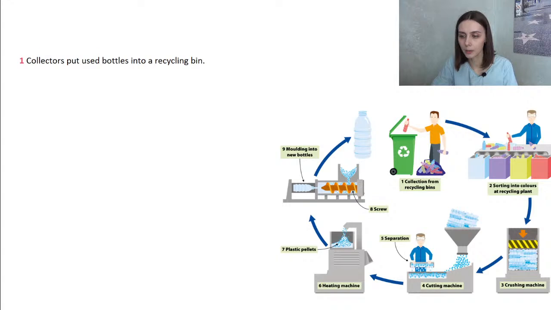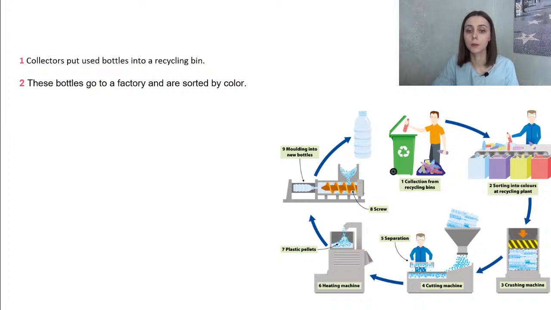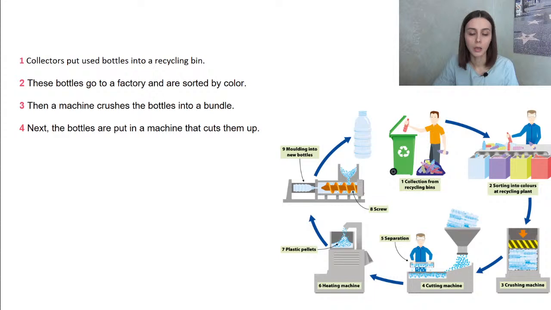The next, sorting into colors at recycling plant. So you can write something as, these bottles go to a factory and are sorted by color. The next we have step number 3, crushing machine. So you can say something as, then a machine crushes the bottles into a bundle. Then we have step number 4, cutting machine. Next, the bottles are put in a machine that cuts them up.